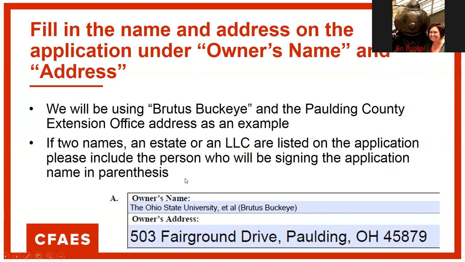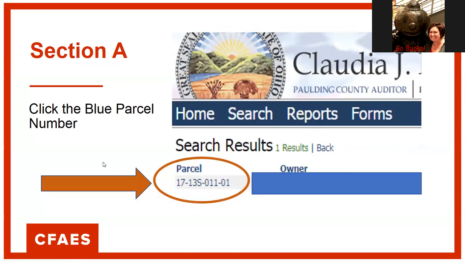So again, if there are two names on the tax card, please put both names on the application. Just separate those with a comma. And again, if it is a different name and it's someone else that would be signing, that just helps the auditor's office out to know.